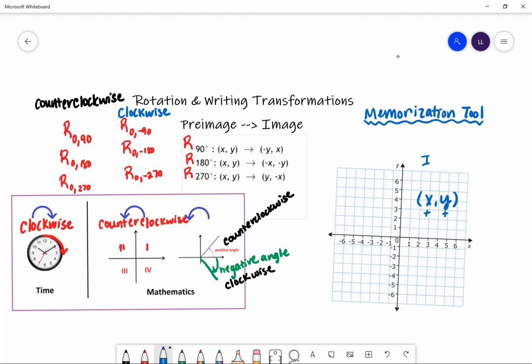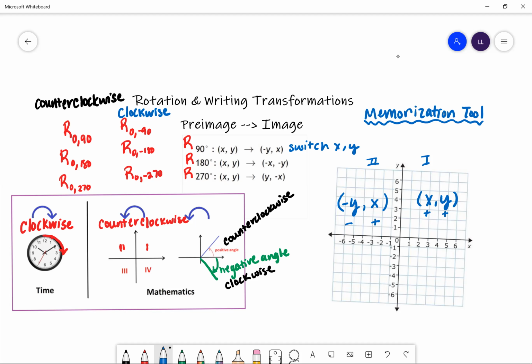Now I want to do a 90-degree rotation. What happens with a 90-degree rotation is the coordinates flip, like so. They switch. So we're going to switch x and y. And if you notice, because we're in the second quadrant now, the x coordinate is negative and the y coordinate is positive. So that means our rule is going to be negative y, x. That doesn't mean that all of our points are going to actually be in the second quadrant, but this helps us come up with the rule.